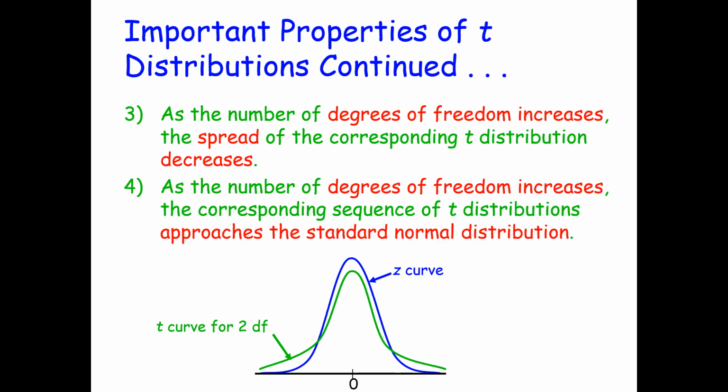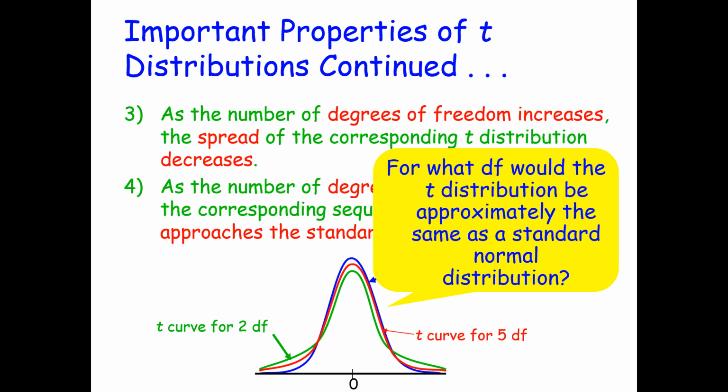We can also say that as the number of degrees of freedom increases, the corresponding sequence of t distributions approaches the standard normal distribution. So if we were to add in a t curve for 5 degrees of freedom, we'll see that it is closer to our z curve than our t curve with 2 degrees of freedom. So for what degrees of freedom would the t distribution be approximately the same as a standard normal distribution?